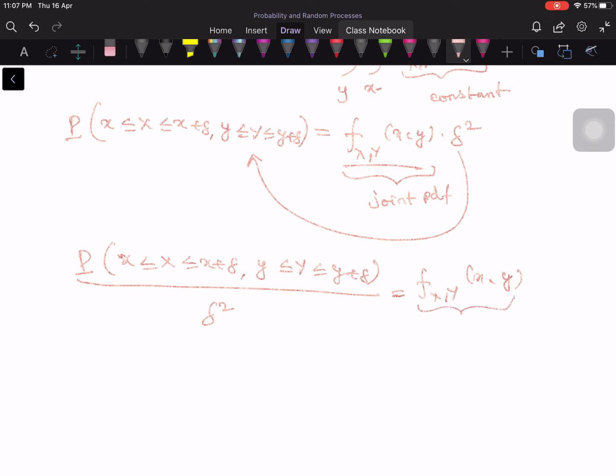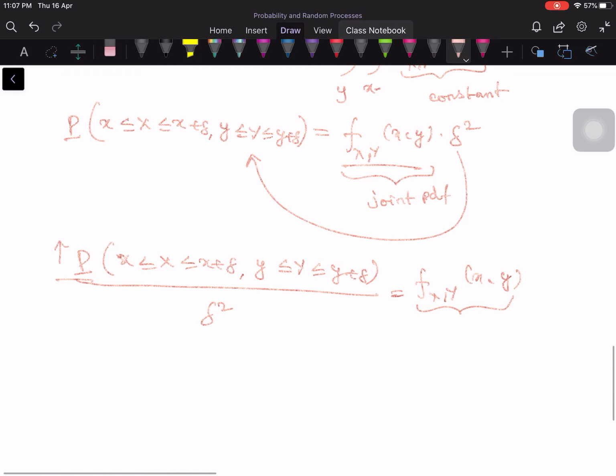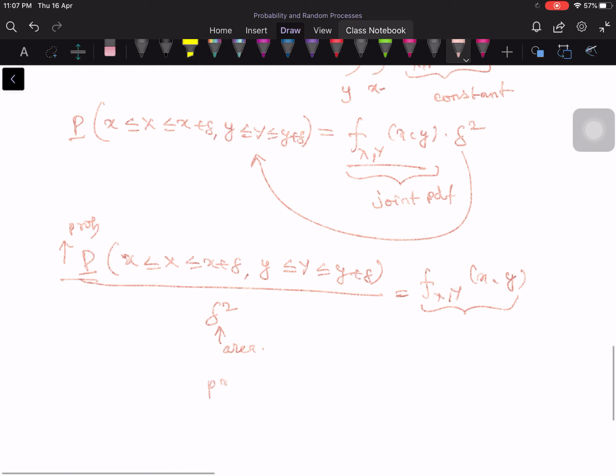See, this is a joint density function. What is a joint density function? It is equal to this probability divided by delta square. So in the numerator we have probability, the denominator we have area, right? Therefore you can interpret the joint density function as probability per unit area. So this is your joint PDF or joint density function. So these are the units of density: probability per unit area in the neighborhood of a certain point.